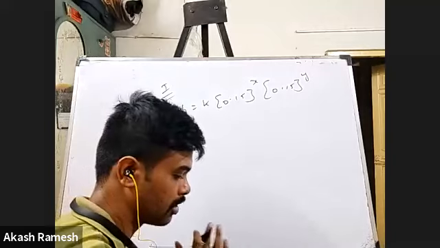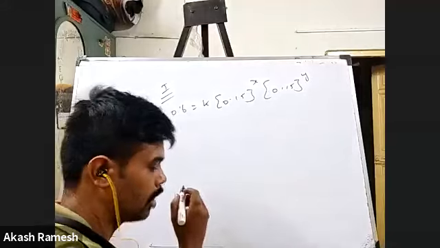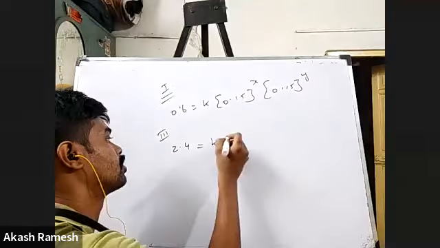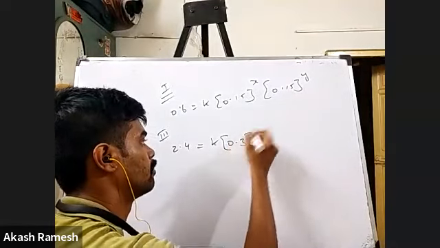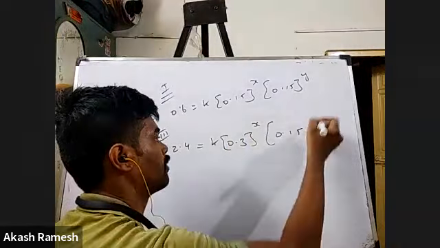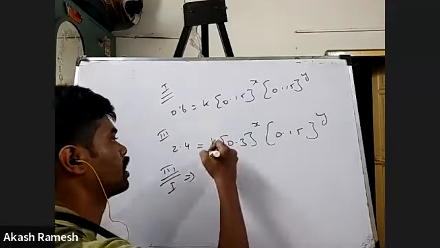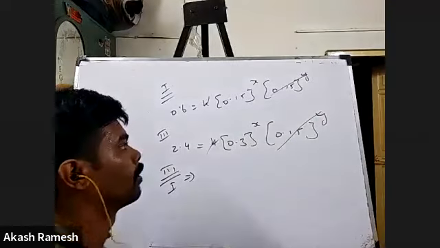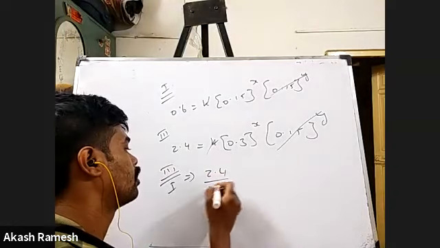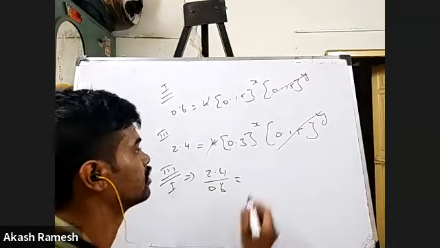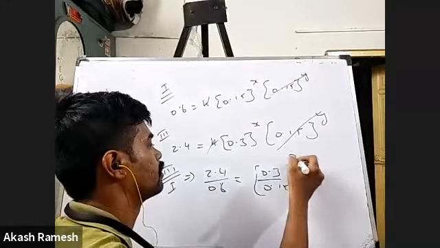Y again I found out, but it is not necessary. And for the third experiment, the R value is 2.4, which is equal to K into 0.3 power X into 0.15 power Y. So I divide 3 by 1. So K gets cancelled, 0.15 power Y gets cancelled. So I have 2.4 divided by 0.6 is equal to 0.3 divided by 0.15, the whole power X.